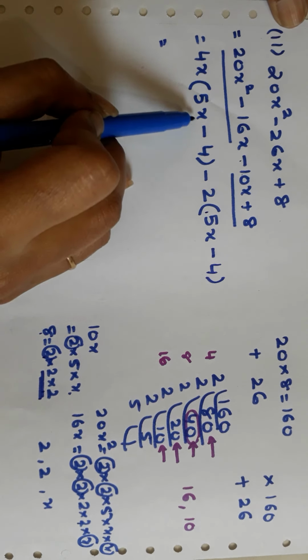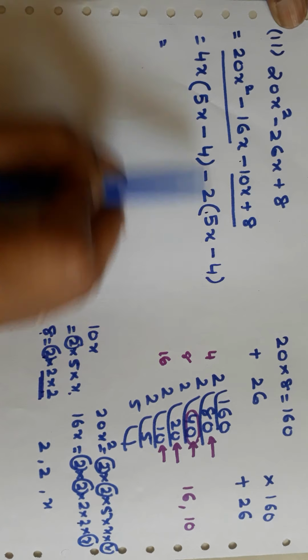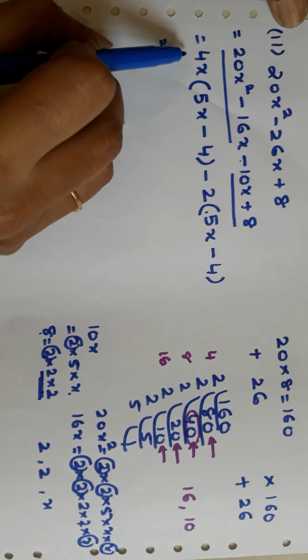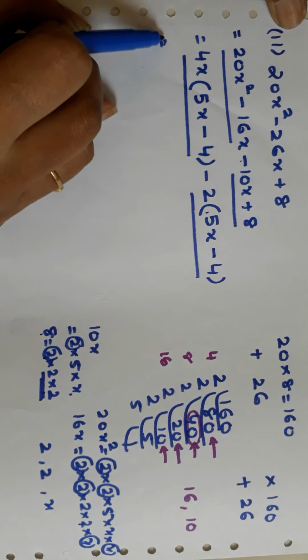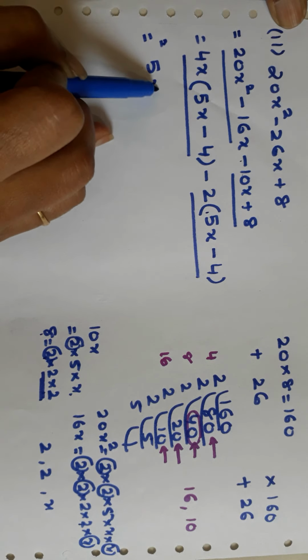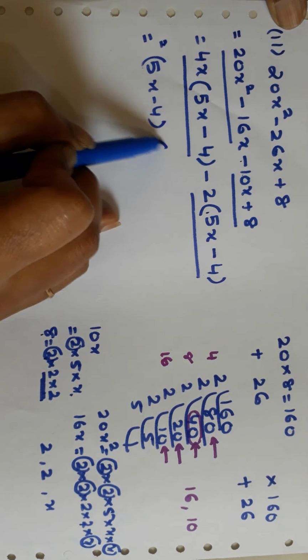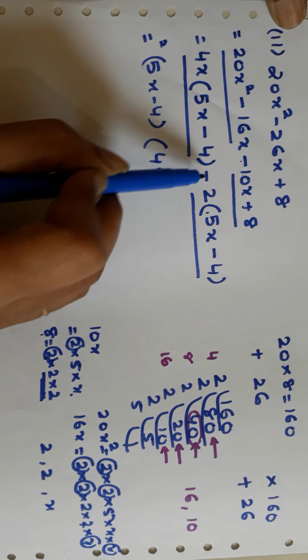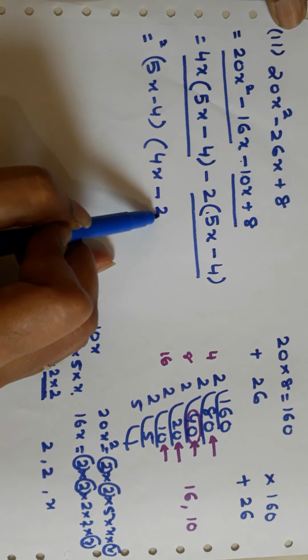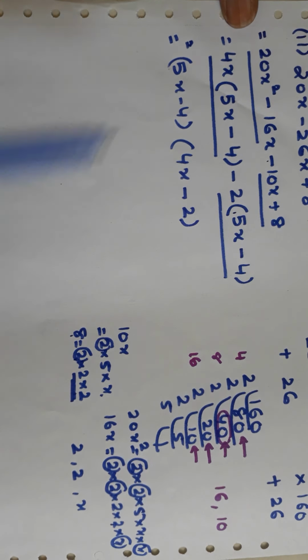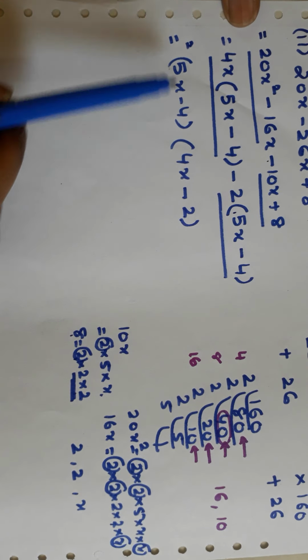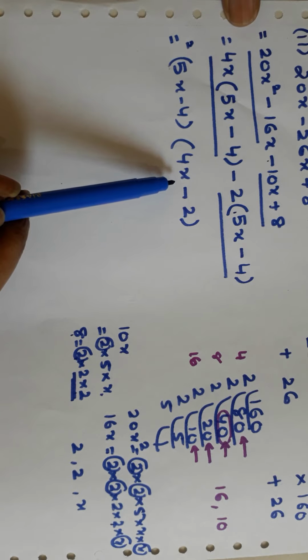So you can see that the expression in the bracket is the same. Now again take common from both these terms. 5x minus 4 is common. 4x, this minus, and 2. So the factors are 5x minus 4 and 4x minus 2.